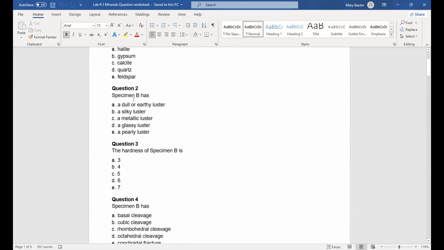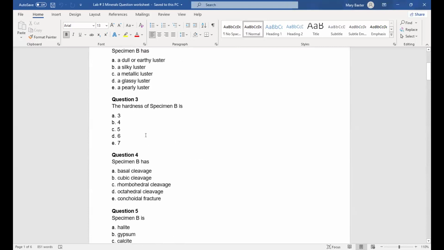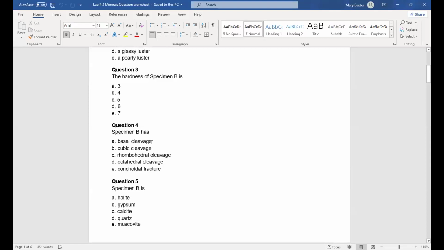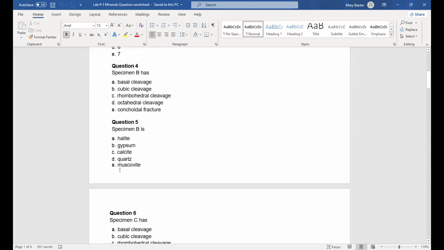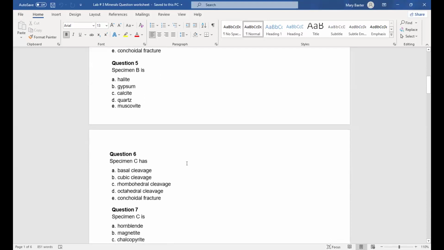Specimen B, what's its luster? We said it was glassy. Okay. It has a glassy luster. Specimen B has a hardness of, we said that it was greater than 6.5, but we also said that it is quartz, which has a hardness of 7. So you're going to want to say 7. Question 4, specimen B has, well, conchoidal fracture, right? That's what we came up with. And then it asks you, what is specimen B? There's a lot of questions for specimen B.